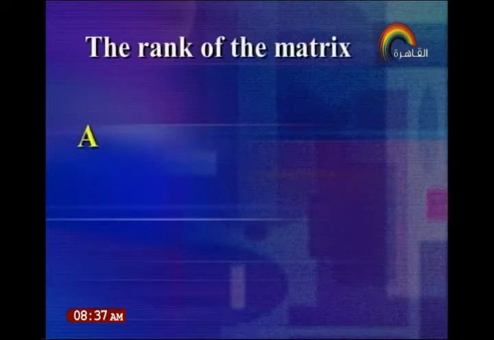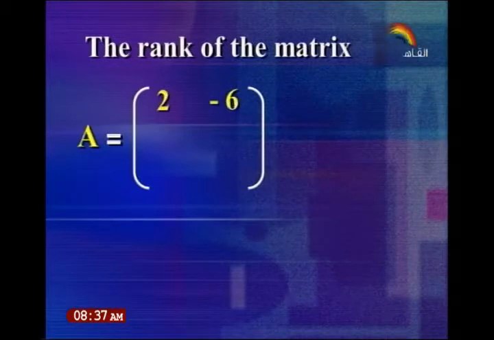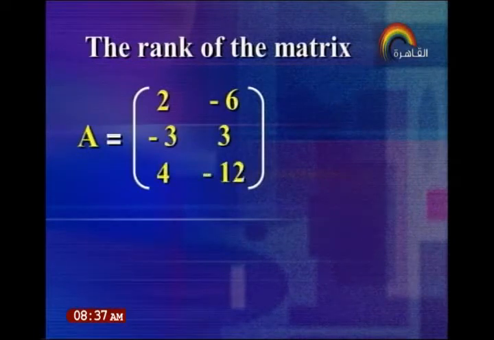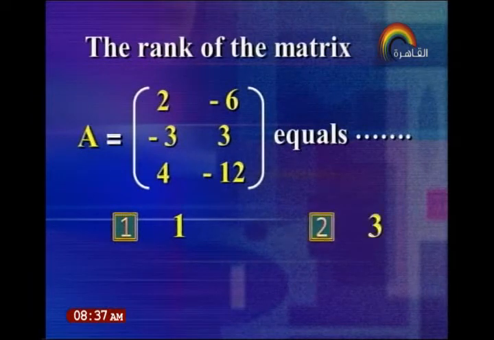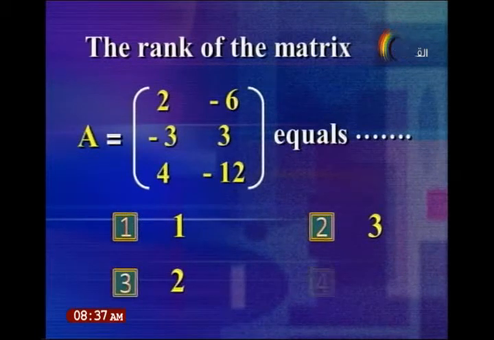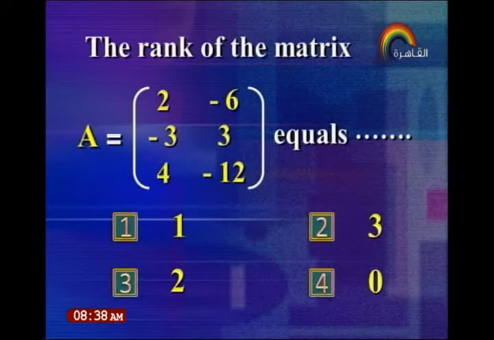Find the rank of the matrix A, with rows (2, -6), (-3, 3), (4, -12). The rank of the matrix equals what? Number 1, 1; number 2, 3; number 3, 2; number 4, 0.